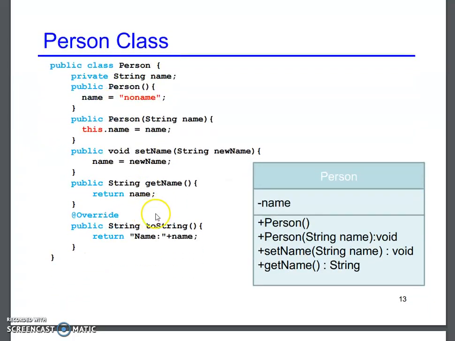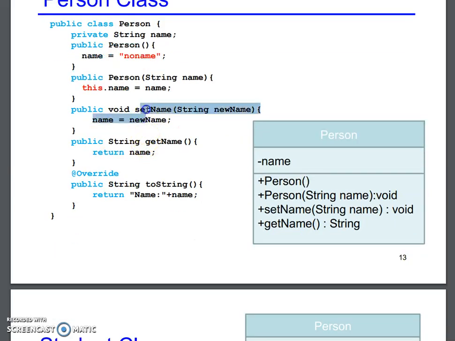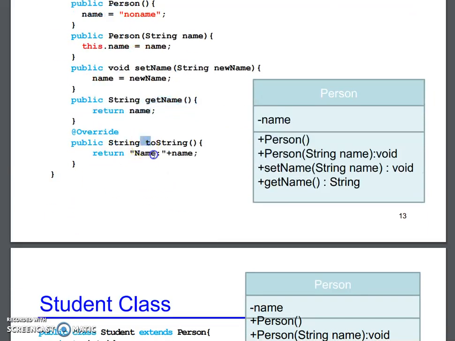So here we can see there's a person class. They have one field, their name. The default constructor is they have no name. And then we have a constructor where they do pass in a name. And then we have a set method and a get method and then a toString method.